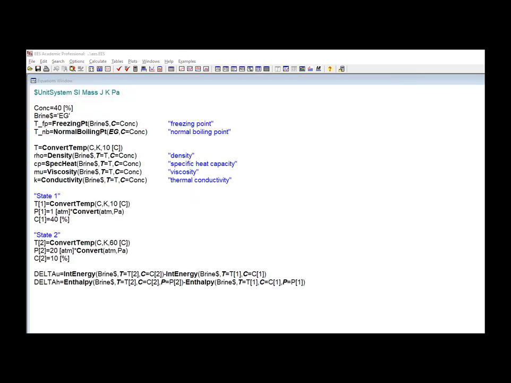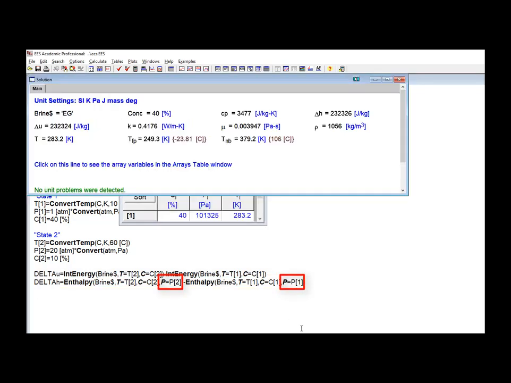And finally, we can evaluate changes in internal energy and enthalpy between two different states. So here let's use state 1 as 10 degrees Celsius, 40% ethylene glycol in 1 atmosphere, and state 2 will be 60 degrees Celsius, 10% ethylene glycol in 20 atmospheres. And here I'll evaluate delta U with 2 calls to int energy and delta H with 2 calls to enthalpy. So again, notice that the pressure is required to evaluate the change in enthalpy, but not the change in internal energy.